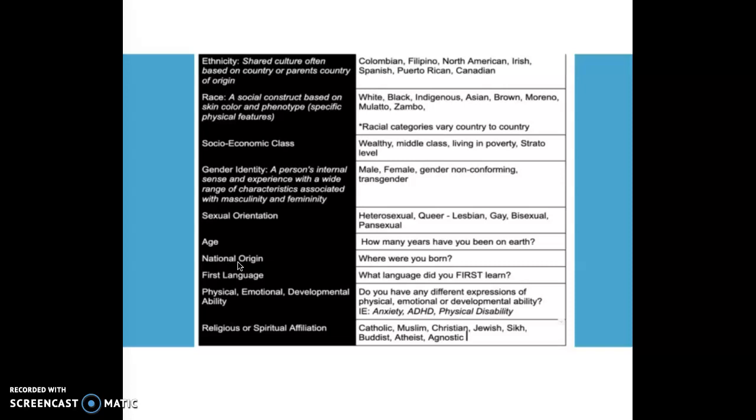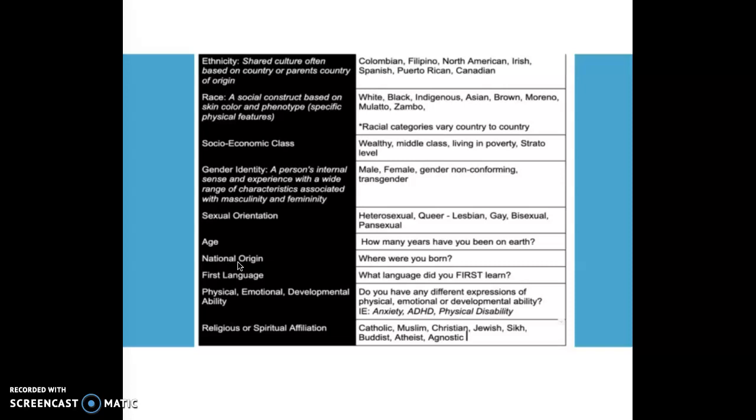That can be white, black, indigenous, Asian, brown, moreno, mulatto, sambo. There are lots of different racial categories because they vary from country to country. In Brazil, there's preto, there's pardo, there are all these different terms, but it's all based on skin color and physical features. Socioeconomic class is obviously pretty self-explanatory. Most of the rest of them are self-explanatory.